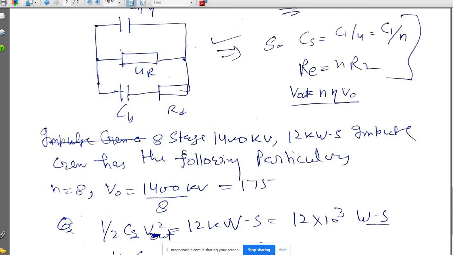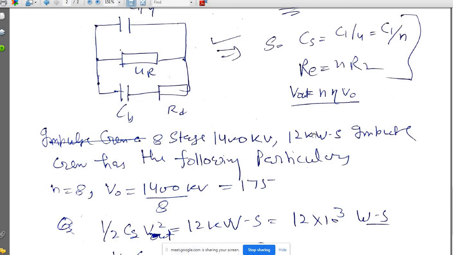So let us take an example of the 8-stage impulse generator. So it is rated like 8 stage 1400 kilovolt 12 kilowatt second impulse generator. Where n is the number of stages and V naught is the output voltage. So this is the total output voltage. Now what is the input voltage? So to calculate the input voltage, we simply divide by the 8, because it is the 8-stage impulse generator. We are assuming here the efficiency 100%. So it is like this. V naught becomes the 175.